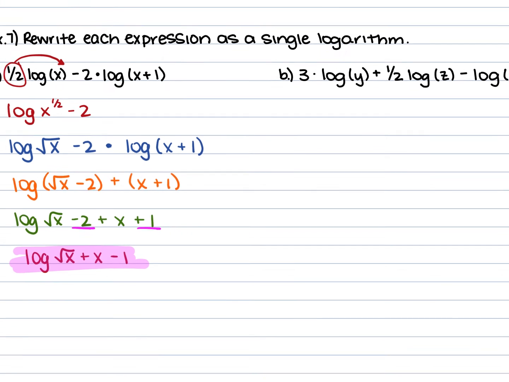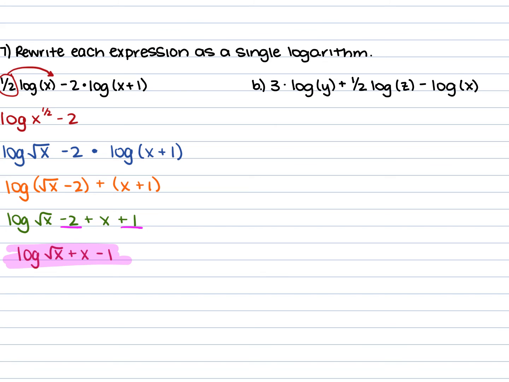For example B, we have 3 times log y plus 1/2 log z minus log x. We're going to work 3 different parts with this. There's 3 separate parts, so we're going to work with each of them individually first. The first part we're going to look at is the part all the way to the left. You have 3 times log y. We said that that 3 in front was brought there because it was a power on a term. So that power goes to what's attached to the log, which in this case is y. So this is going to turn into log y cubed.